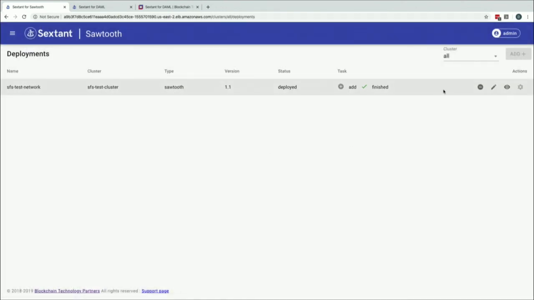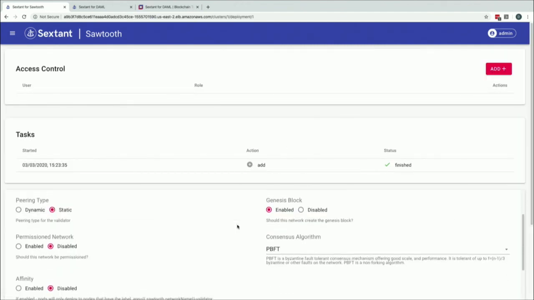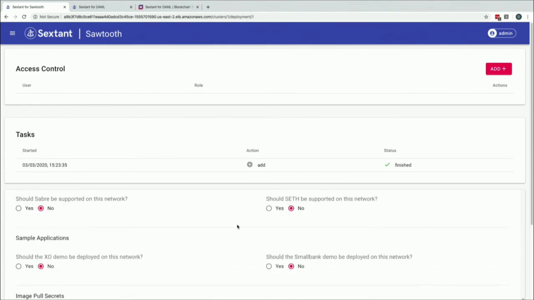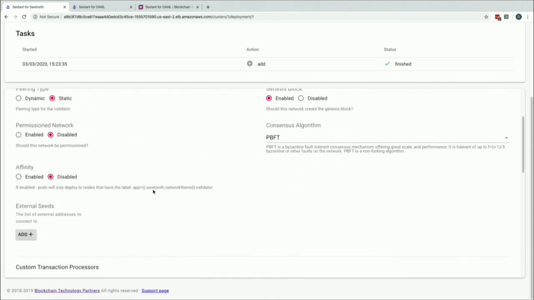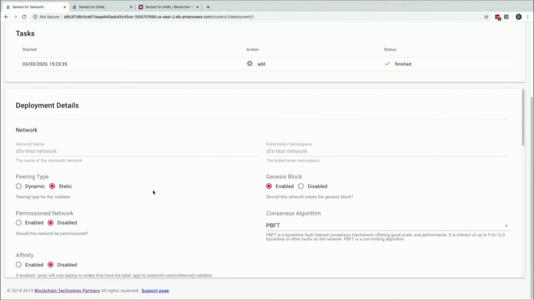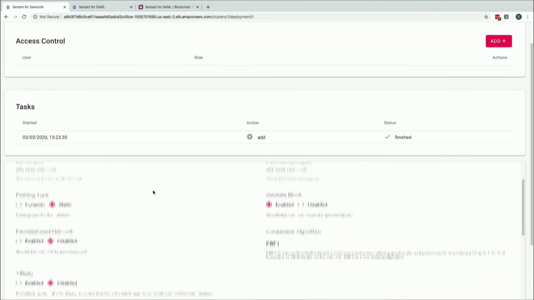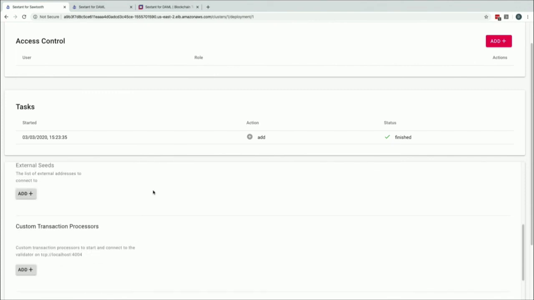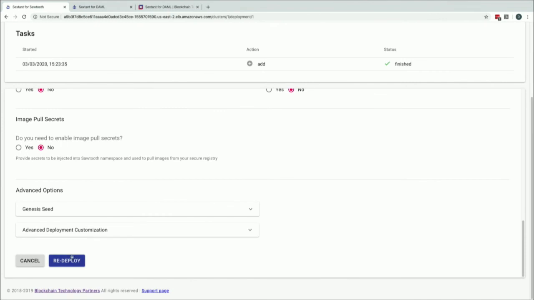Well, as I said, I can only have one deployment running at any given time. But what I can do, and this is again the beauty of Kubernetes as the underlying technology, is I can redeploy that network. I can make a change, I can make an upgrade. And if I do that, so for example, and I'm not going to suggest I do something radical like change the consensus, but if I want to change one of the options, or I want to add something, then I can hit redeploy.